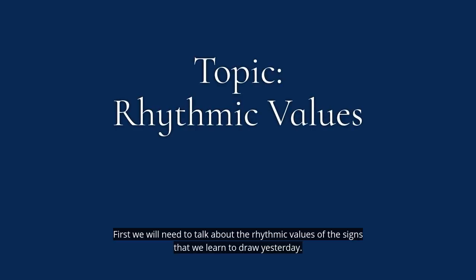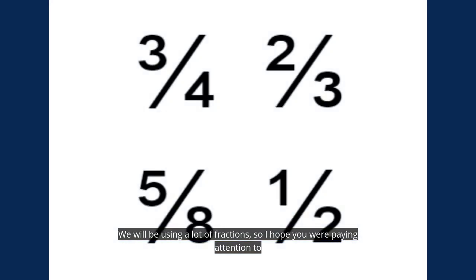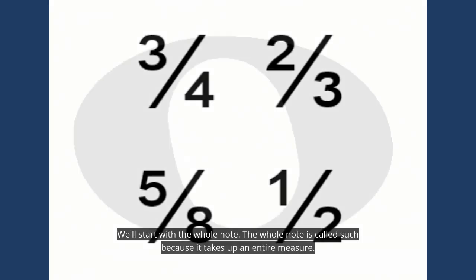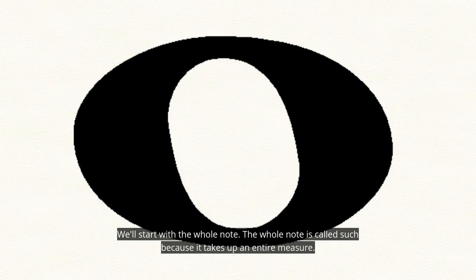First, we will need to talk about the rhythmic values of the signs that we learned to draw yesterday. We will be using a lot of fractions, so I hope you were paying attention in your math class when they covered fractions, because we will certainly be using them today. We'll start with the whole note. The whole note is called such because it takes up an entire measure.